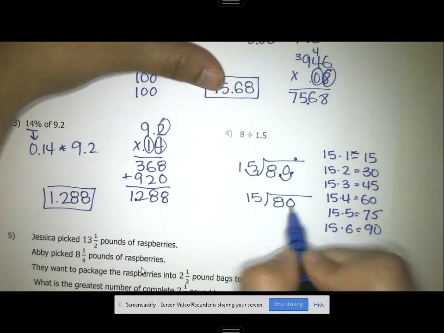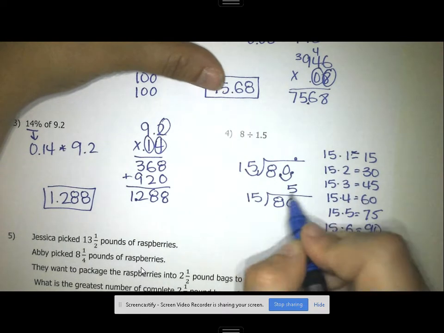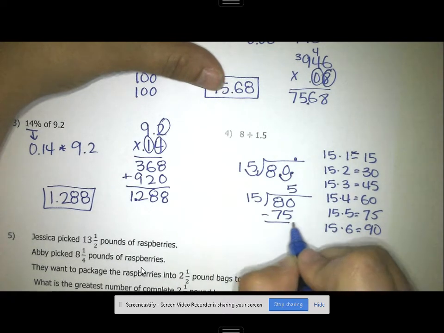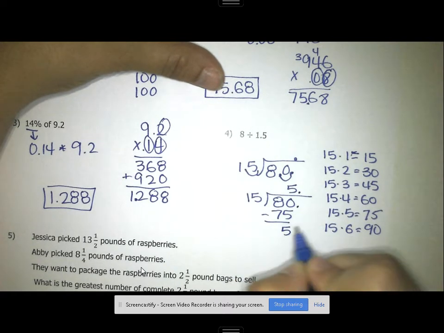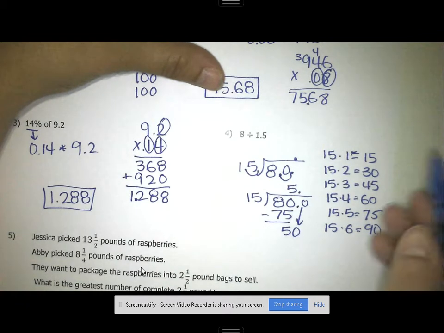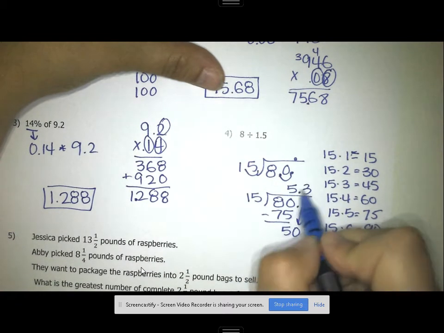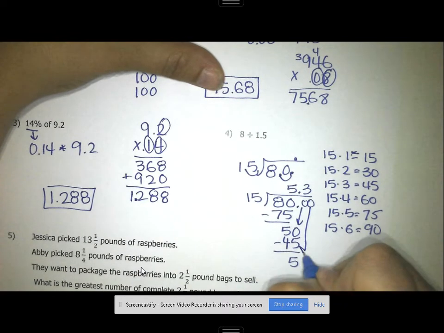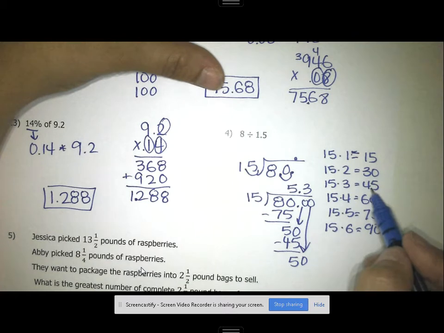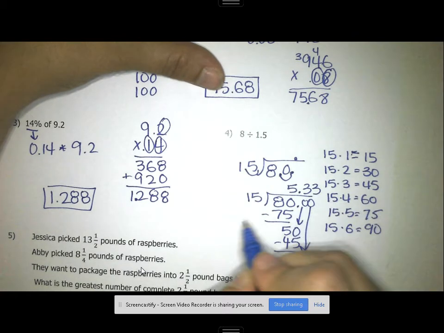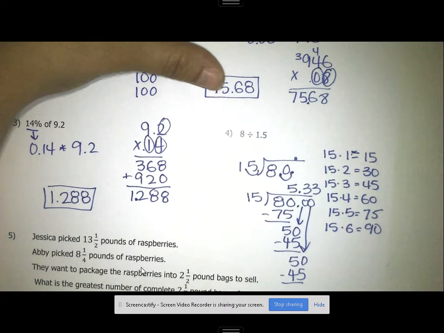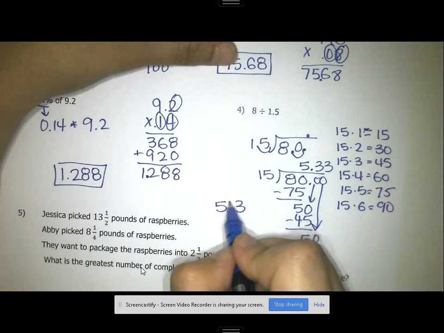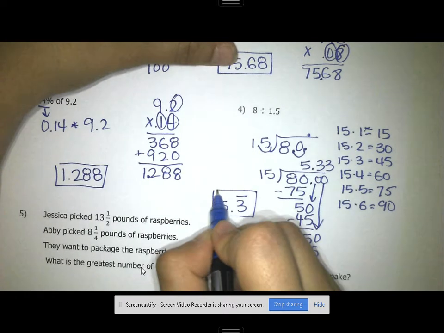So I know 15 goes into 80 5 times, because 5 times 15 is 75. I subtract. I get a 5. I bring down my 0. Okay, that goes in 3 times, because 3 times 15 is 45. I subtract. I get a 5 again. Okay, so 15 goes into 50 3 times, and you're going to see that there's a repeating 3 at the end of this number. So my answer here is 5.3 with a repeating bar over the 3.